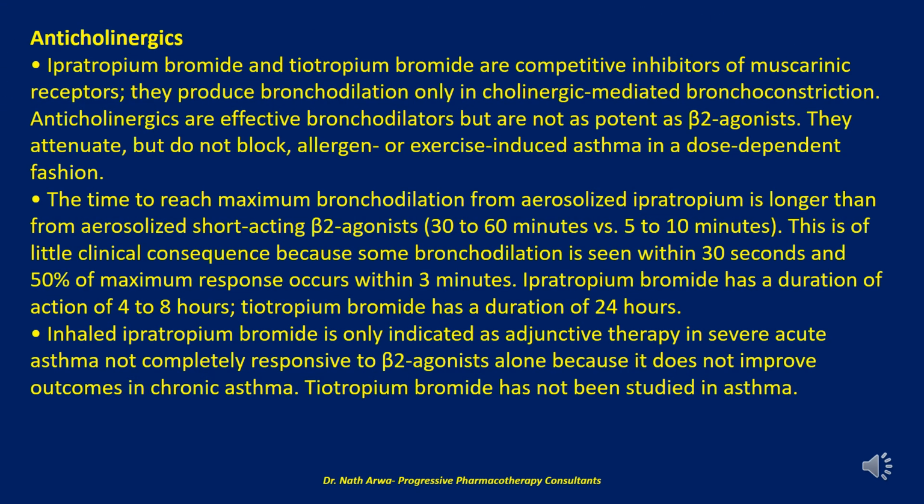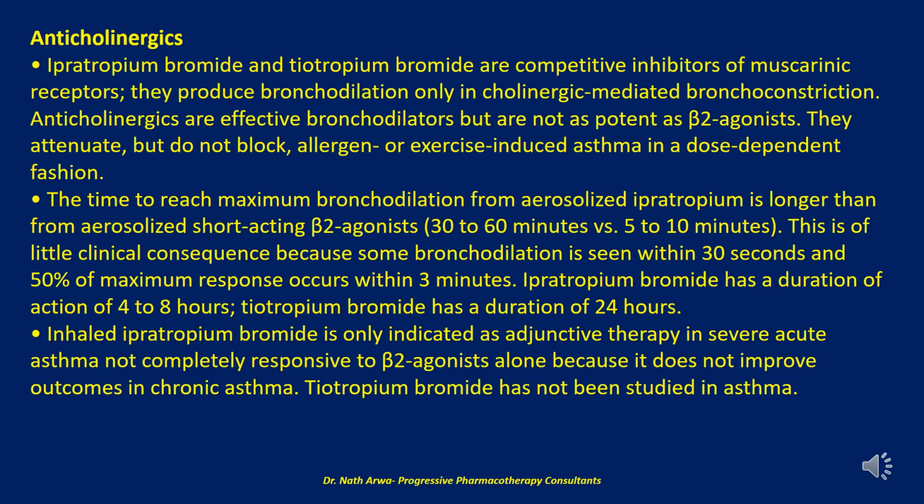And now we will shift gears to anticholinergics. 1. Ipratropium bromide and tiotropium bromide are competitive inhibitors of muscarinic receptors. They produce bronchodilation only in cholinergic-mediated bronchoconstriction. Anticholinergics are effective bronchodilators but are not as potent as beta-2 agonists. They attenuate, but do not block, allergen or exercise-induced asthma in a dose-dependent fashion.